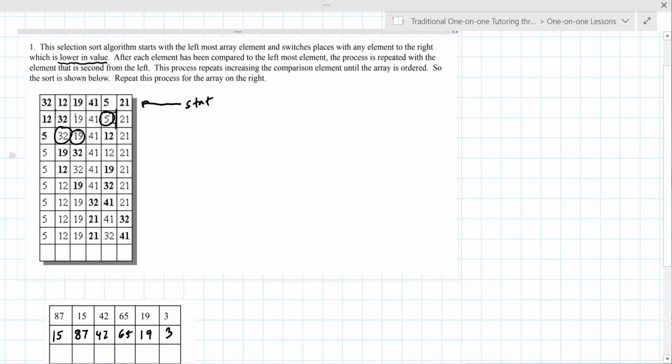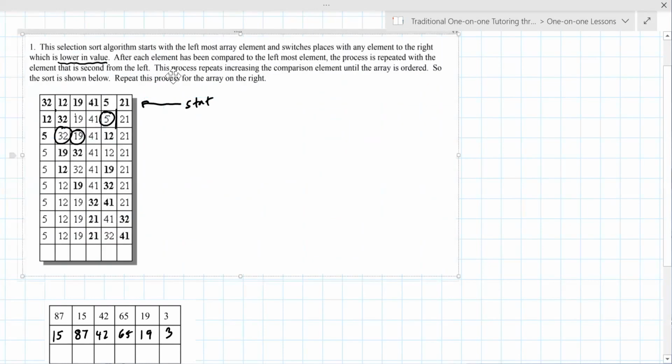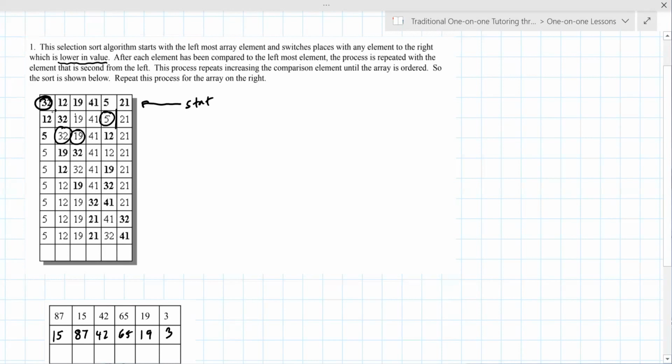Okay, let me try looking at this again. Starts with the leftmost array element and switches places with any element to the right which is lower in value. Okay. So you look at the 32 and you look for something that's lower in value. So see how the 12 is lower in value? Yeah. So those have to switch places, which is why they do here.